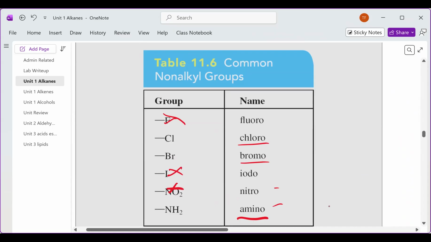You can also have non-carbon branches. We're not doing any fluoro because there's no fluoro occurring naturally in the body. Mainly we're going to be talking about chloro, but there's also bromo. There's a lot of amines in the body. So these are the common branches that are not carbon: chloro, bromo, amino.